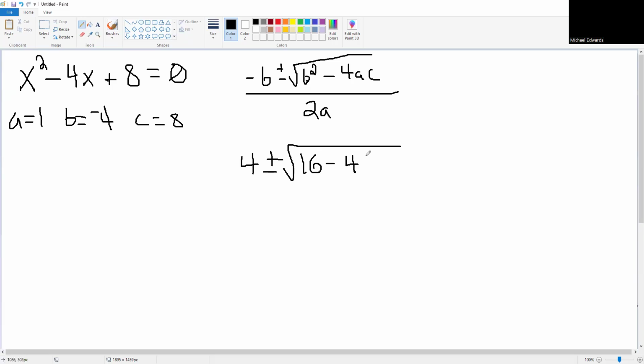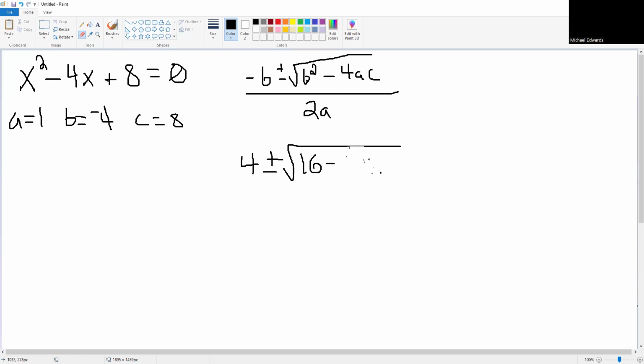Minus 4 times a, which is 1, so we won't write it down. And c, which is 8. So 4 times 8. And what is 4 times 8? We're just going to start solving on the fly. And that is 32. So we should erase this part and write 32 because that's what that's going to be.